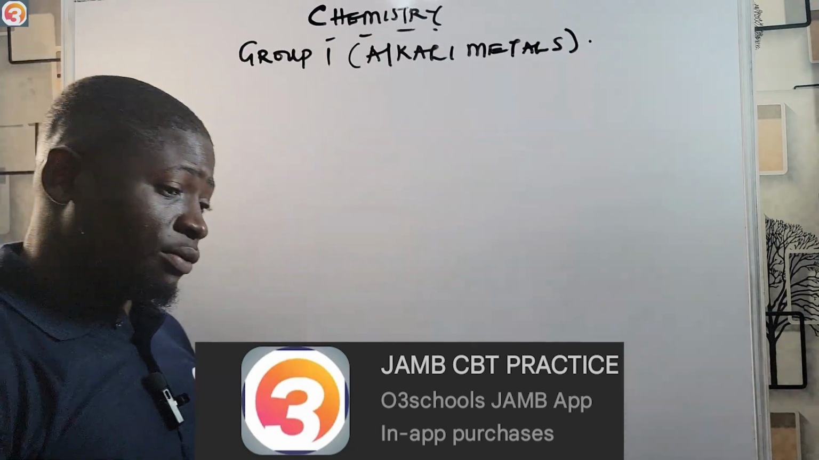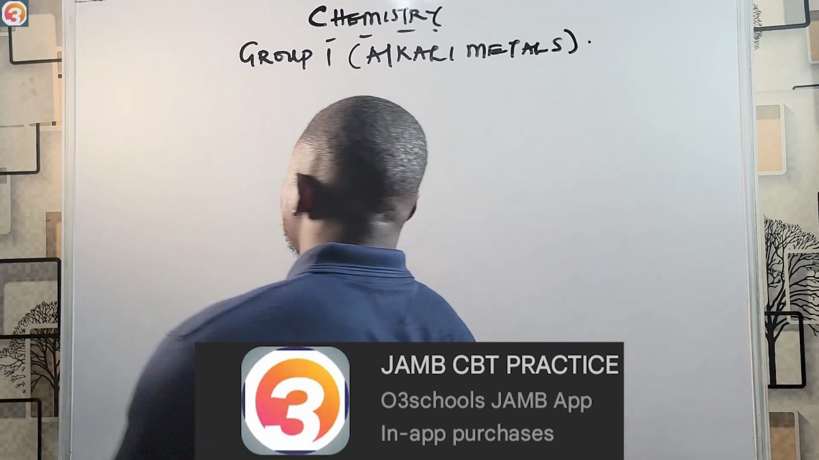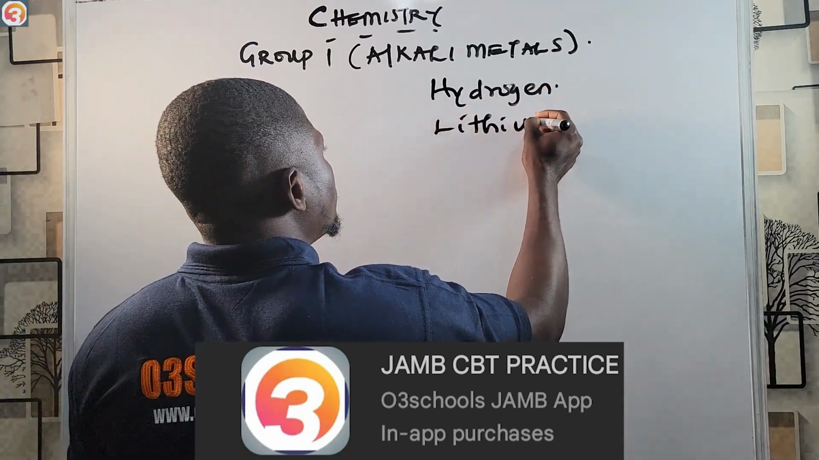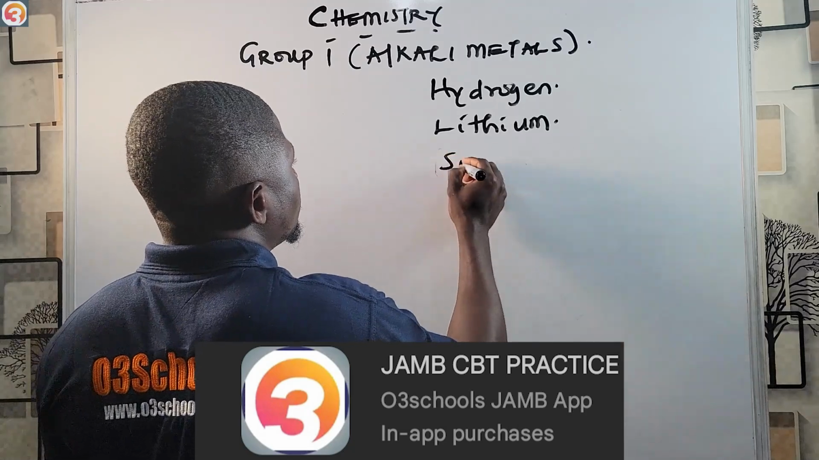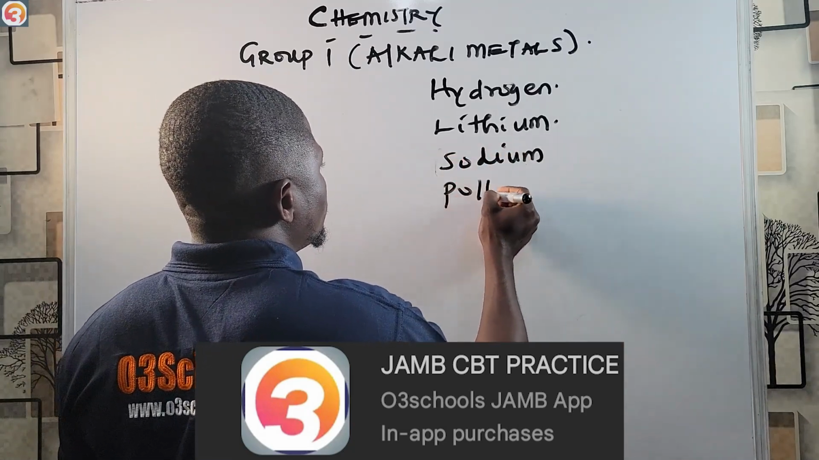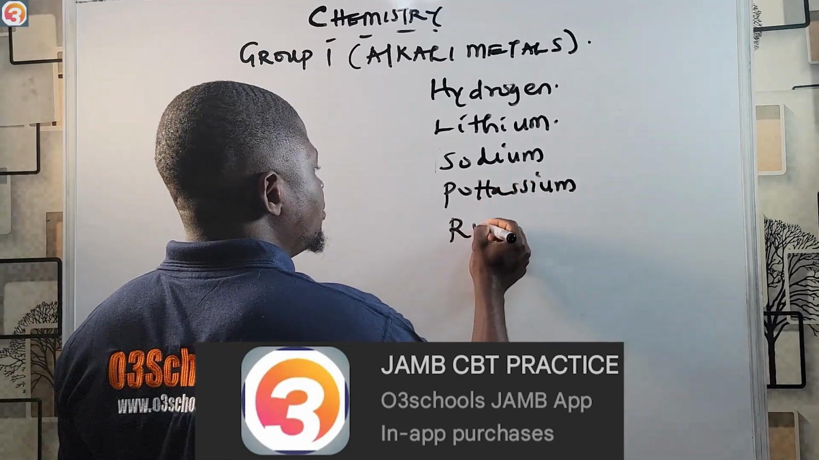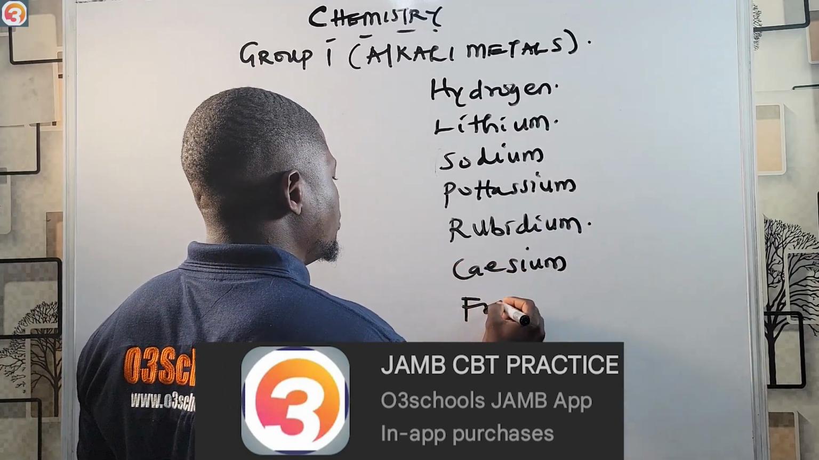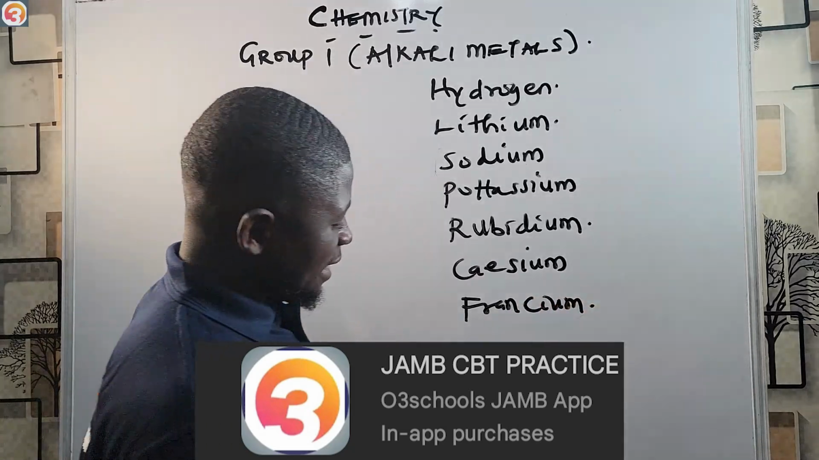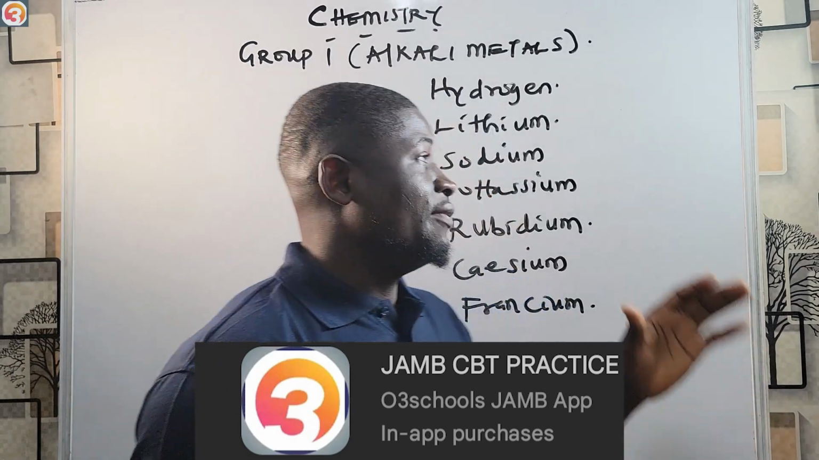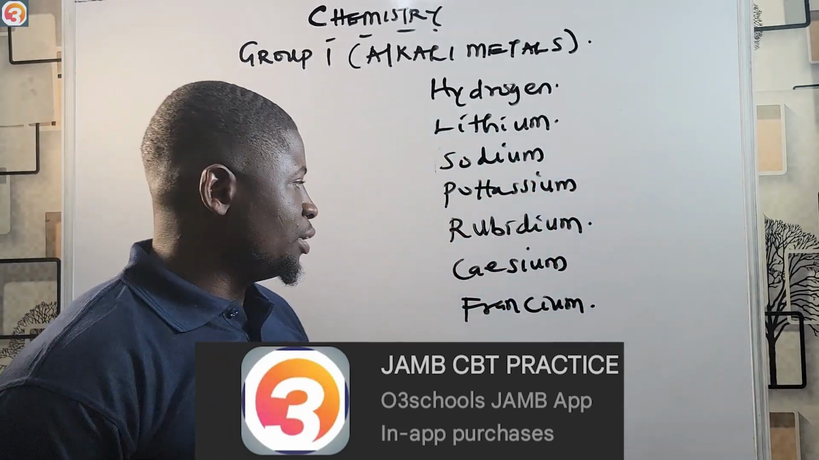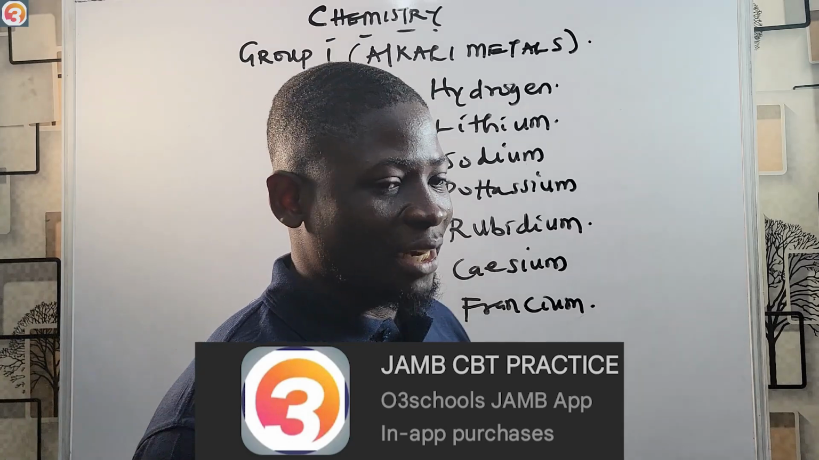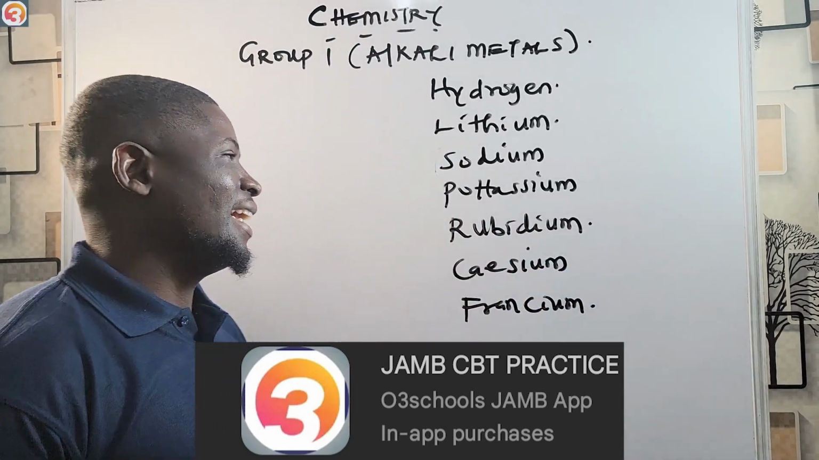All right, so group one. The elements in group one include hydrogen, lithium, sodium, potassium, rubidium, cesium, and francium. These are the elements that belong to group one, right? We have hydrogen, lithium, sodium, potassium, rubidium, cesium, and francium. So these are the elements in group one of the periodic table. These are the ones we call the alkali metals.